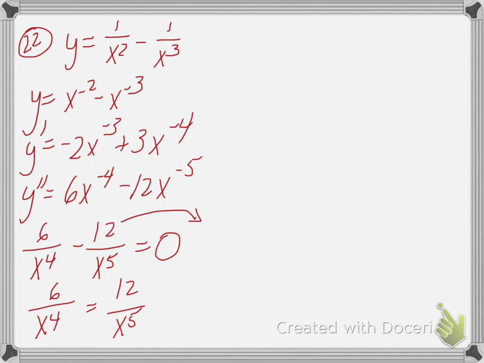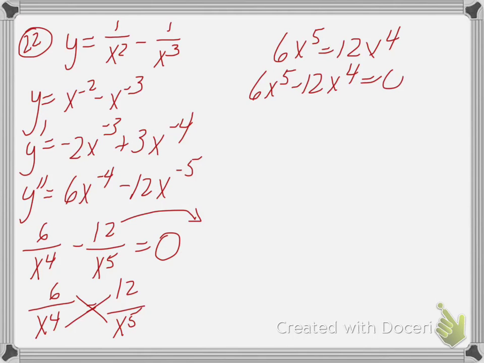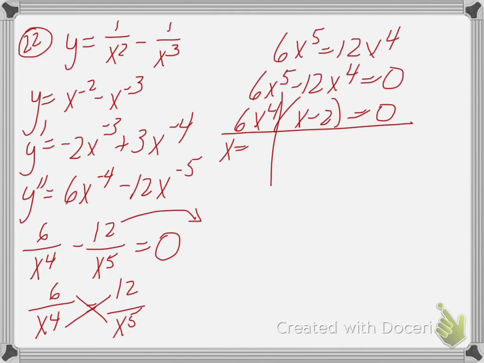And then I'm going to cross multiply. And then I'm going to set this equal to 0, and factor out a 6 and an x to the 4th. And now I'm going to solve, and I get x equals 0 and x equals 2. So I'm going to put those on a wiggle graph.